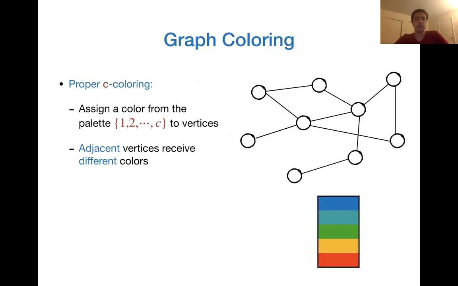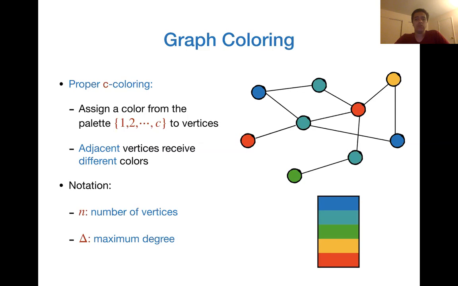So quick reminder on graph coloring. A C coloring of a graph is simply an assignment of colors 1, 2, up to C to the vertices of the graph so that no edge has the same color on both its endpoints. So for instance, this is a 5 coloring of this graph. And as a notation through this talk, I'm going to use n to denote the number of vertices, and Delta is going to be the maximum degree for me.